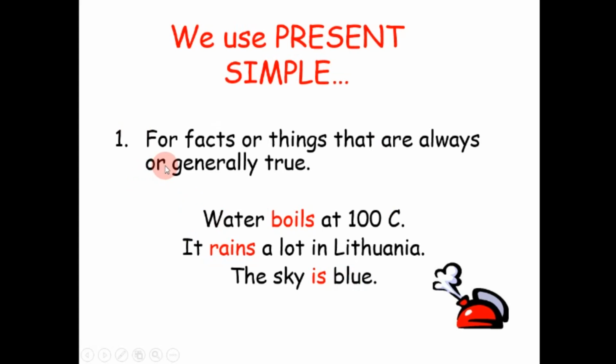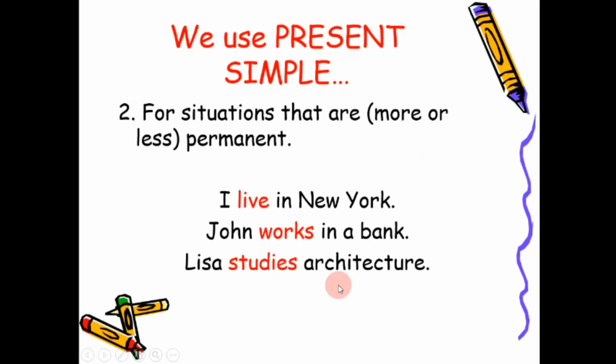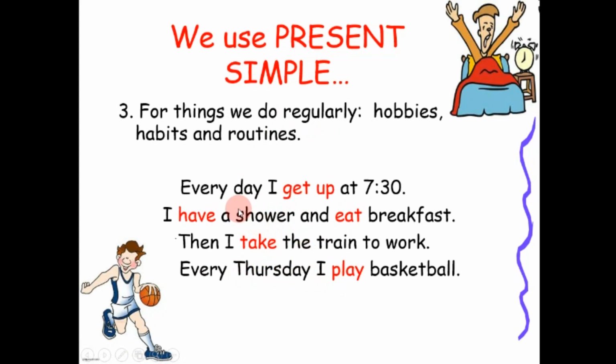Now we will move to the usage. We use present simple for facts or things that are always or generally true. Water boils at 100 Celsius. It rains a lot in Lithuania. The sky is blue. The second usage is for situations that are more or less permanent. I live in New York. John works in a bank. Lisa studies architecture.